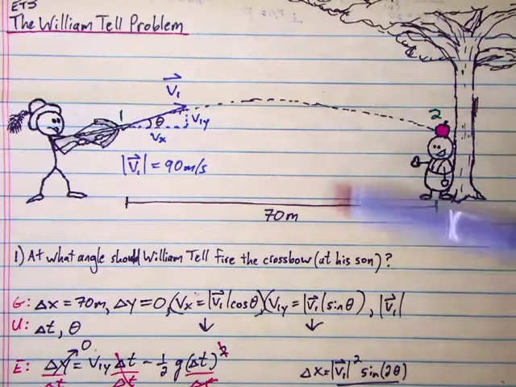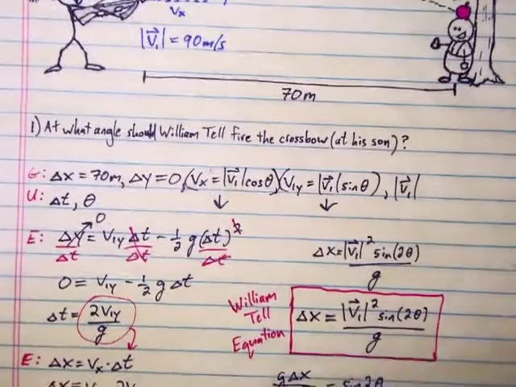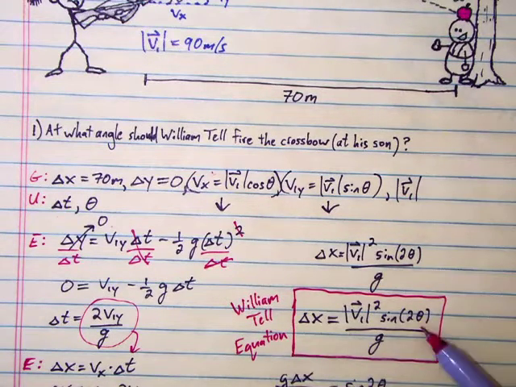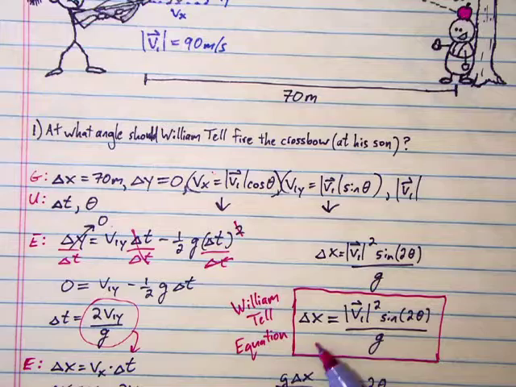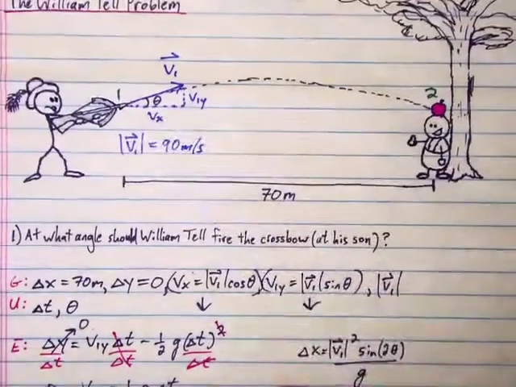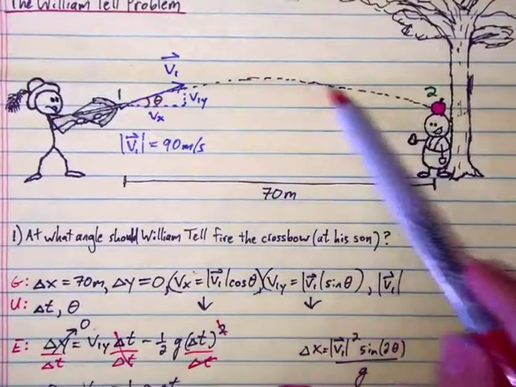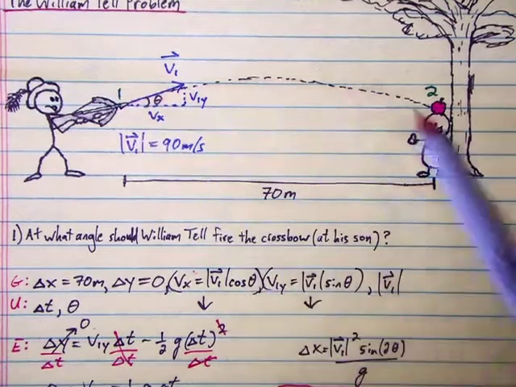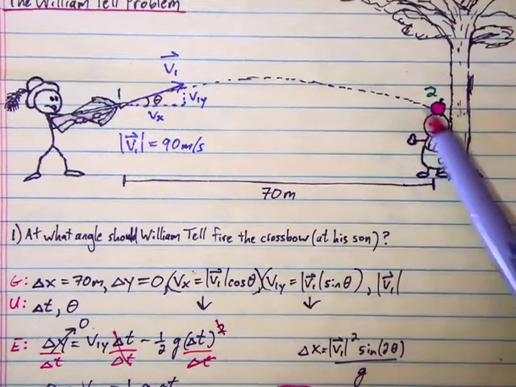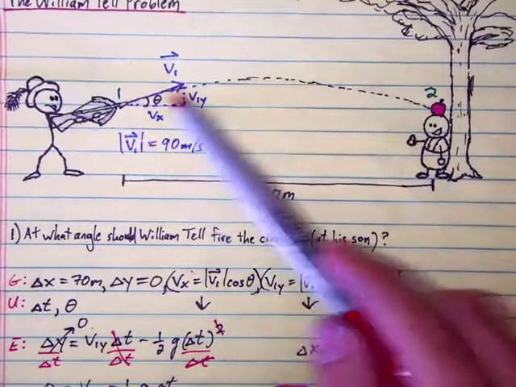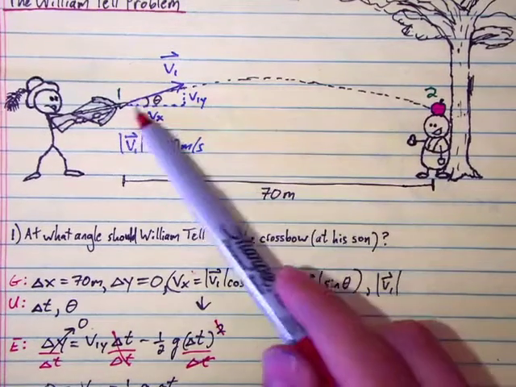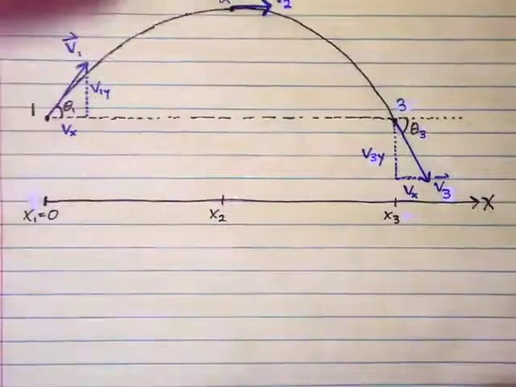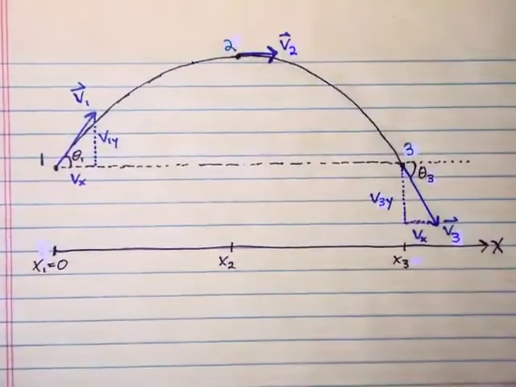For the William Tell problem, we did some algebra to come up with this equation, sometimes called the William Tell equation, that relates the launch angle and the launch speed to the range of a projectile that lands at the same height from which it is launched. But there's more to learn about the path of a projectile like this. After all, it's a pretty common scenario where something lands at the same height it's launched from. Think tossing a football. So let's look in more detail at that sort of projectile.